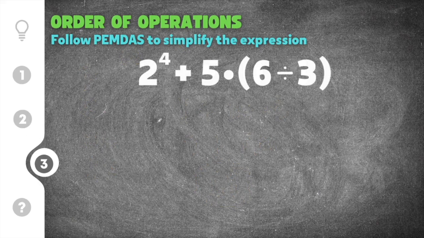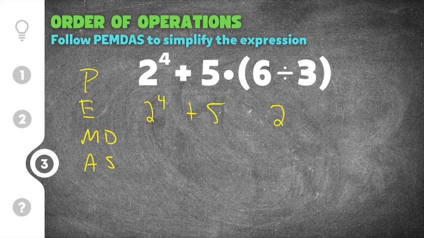And finally, our last practice problem gives us 2 to the 4th plus 5 times the quantity 6 divided by 3. We know we have to use PEMDAS for our order of operations. The first thing in PEMDAS is parentheses, so the first thing we need to do is simplify the parentheses. We're going to do 6 divided by 3 because that's what's inside of the parentheses, and that is 2. And then we can bring down 2 to the 4th plus 5 times 2.